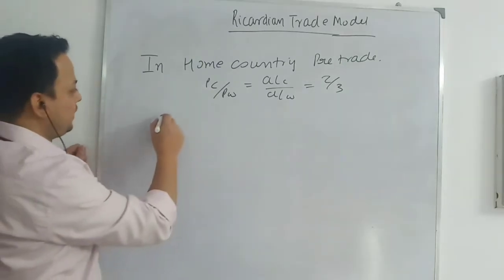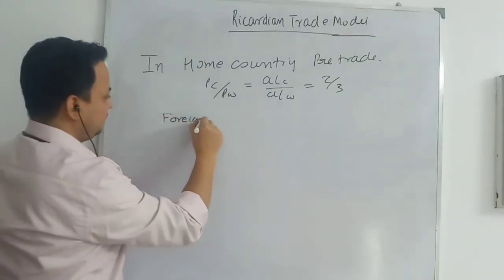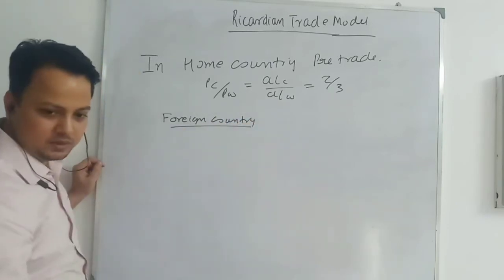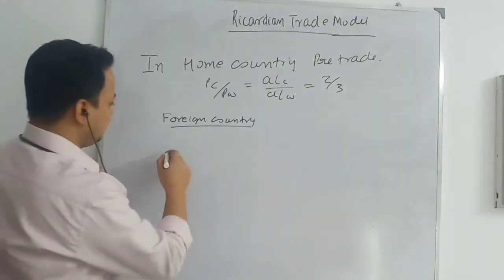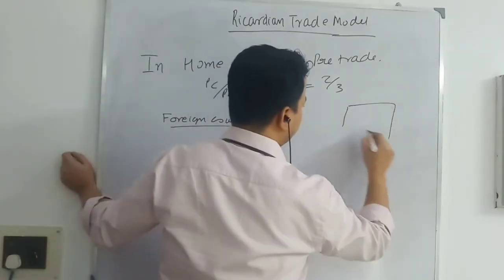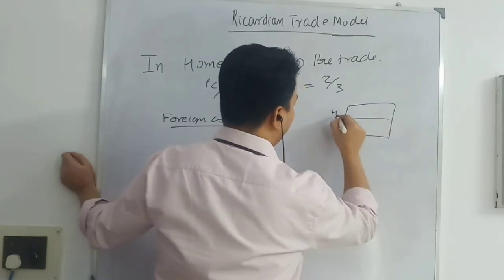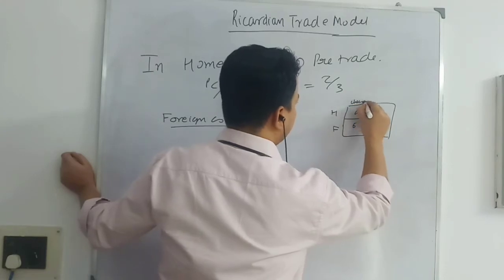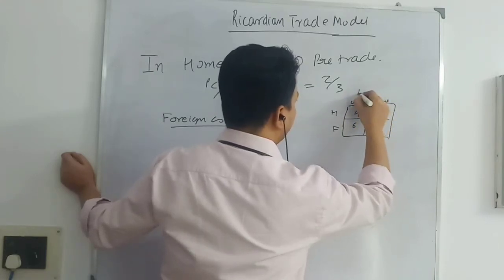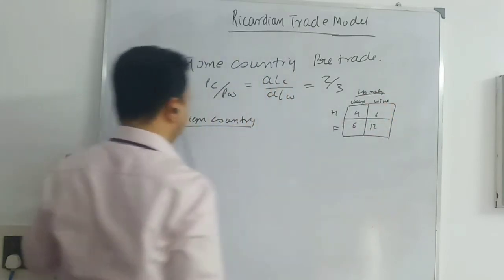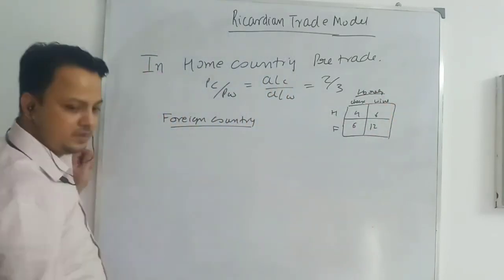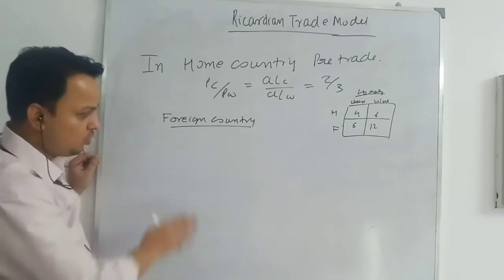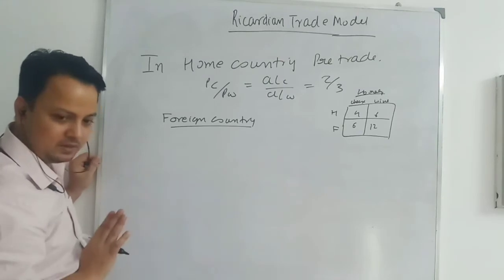Now we are looking at the foreign country. If you remember the table, let me open the table. In the table, this one, we have home, foreign, 4, 6, 6, 12, cheese and wine. This is never required for you. Now, in the foreign country also, you will have a different production possibility here. Opportunity cost is the same. The assumption remains the same, right?